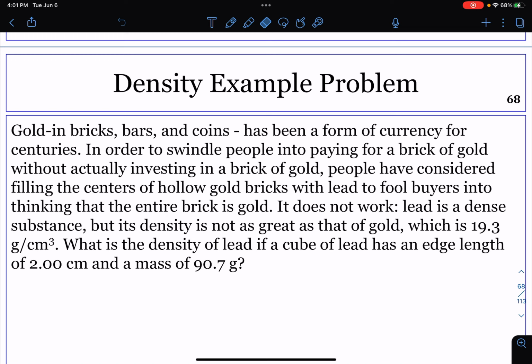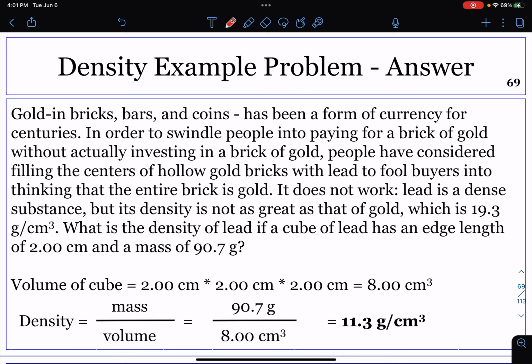Using this equation, we'll write it out like this. Density is equal to mass over volume, M meaning mass and V equals volume. See if you can calculate the density of lead here. Pause to work out this problem. The volume of the cube of lead that has an edge length of 2 centimeters is 2 times 2 times 2, which is 8 cubic centimeters.